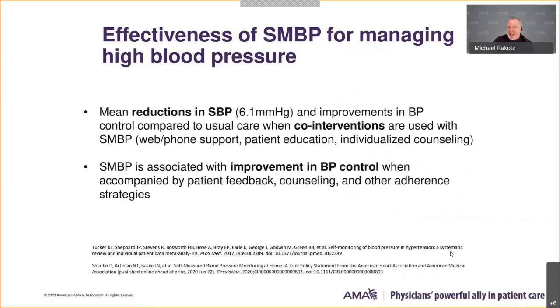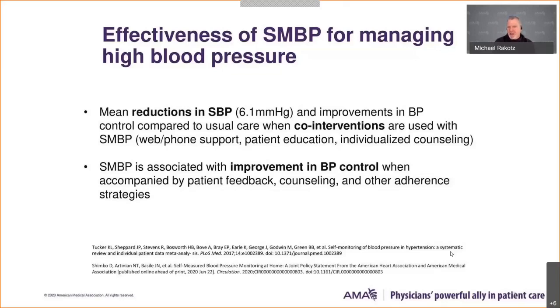So the effectiveness of SMBP for managing high blood pressure has been made very clear: when used with clinical support or co-interventions, it means a reduction in systolic blood pressure of around 6.1 millimeters and improvement in blood pressure control. This is when compared to usual care. So it doesn't just mean that if you use SMBP in the management of hypertension, you'll see a 6.1 millimeter drop in systolic blood pressure. You'll see a 6.1 millimeter greater drop in blood pressure than usual hypertension management without SMBP.